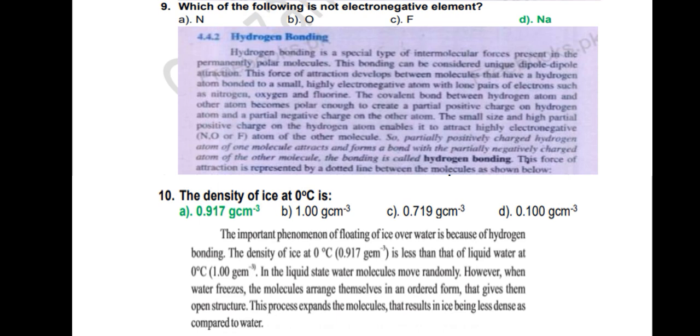The density of ice at 0 degree centigrade is equal to 0.917 gram per centimeter cube. This is a memory based question. You have to remember this value. Sometimes it is taken approximately as 1, but the exact value is equal to 0.917 gram per centimeter cube.